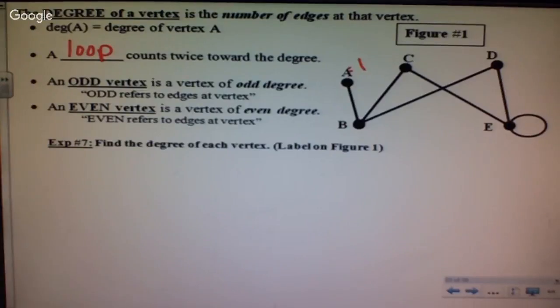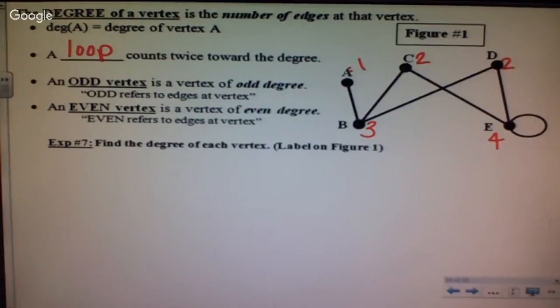Okay. We're going to move down here to B. There are 3 lines coming out of B, so 3. Go to C. 2. We go to D. 2. And we go to E. 4. Remember, this loop counts as 2. It's kind of like an enter and an exit. It's got 2 pieces that touch. Not to mention, you then have the line that goes up to C and the line that goes to D. So that makes it a degree of 4.